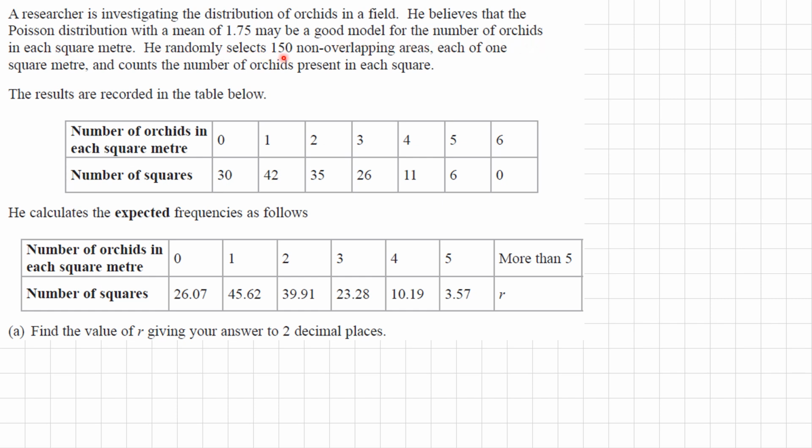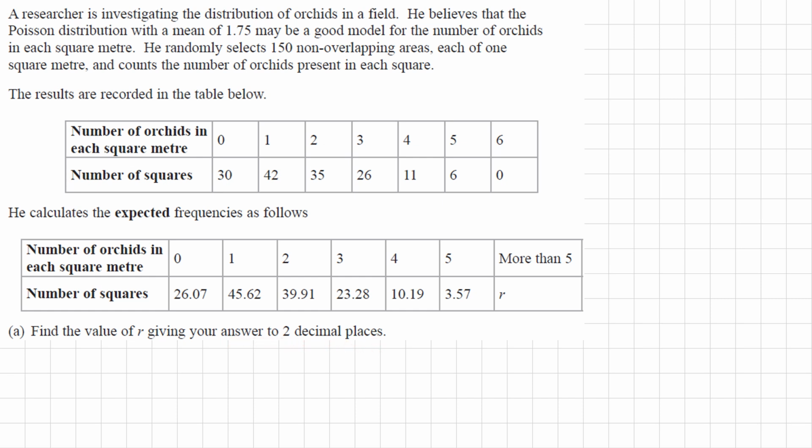He randomly selects 150 non-overlapping areas, each of 1 square meter, and counts the number of orchids present in each square. The results are recorded in a table below, so this table here. He calculates the expected frequencies as follows, and they're in this table here. Part A, find the value of R, giving your answer to 2 decimal places.